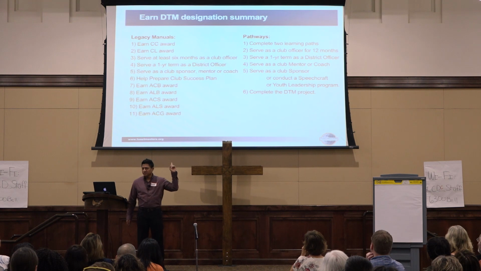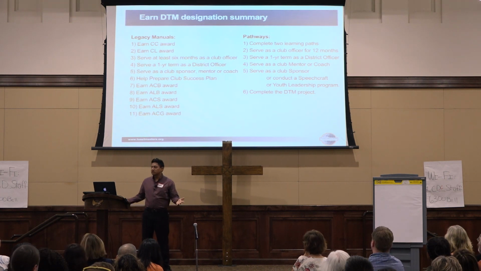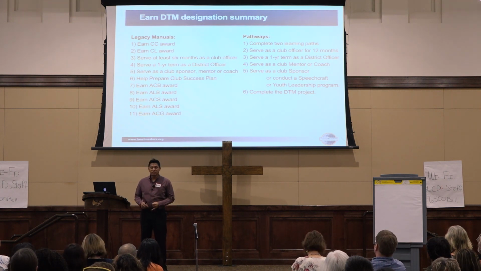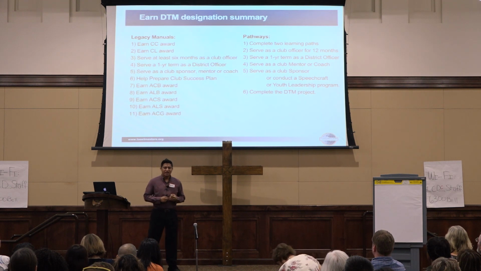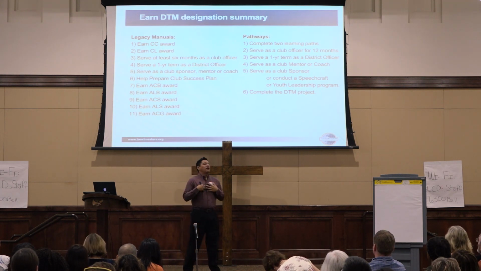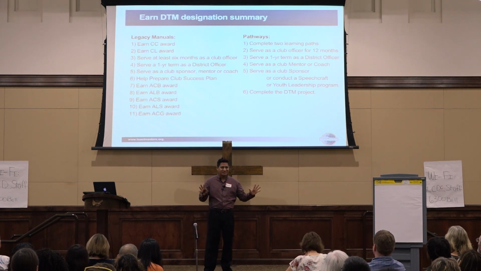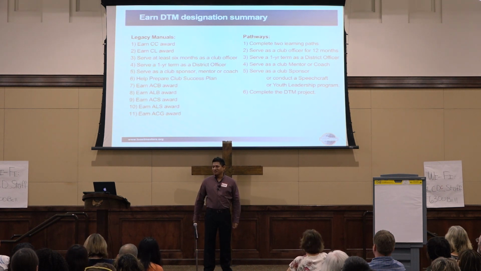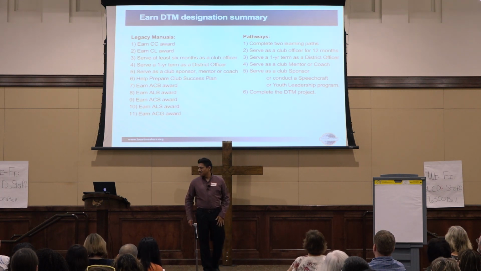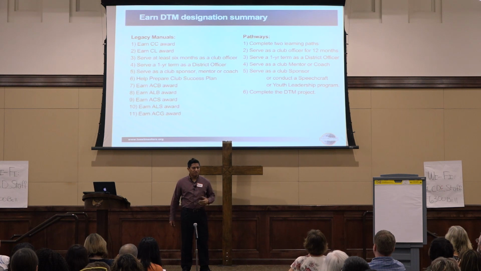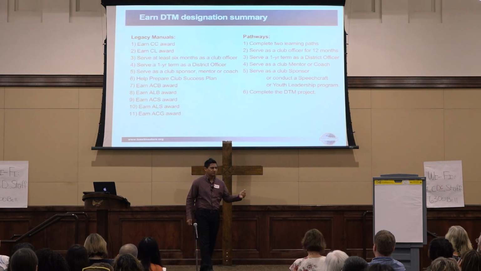Okay, so under the legacy manual system, are we familiar with it? First, you get your CC award. That is probably one of the first moments you have in Toastmasters, right? You've given 10 speeches. You're feeling good about yourself. You're like, I could do 5 to 7 minute speeches from now on. And the CC is one of the first steps in Toastmasters to becoming a competent communicator. That's what it's called, the competent communicator.